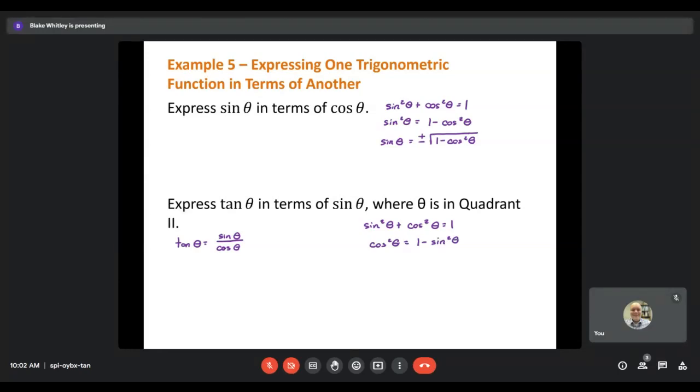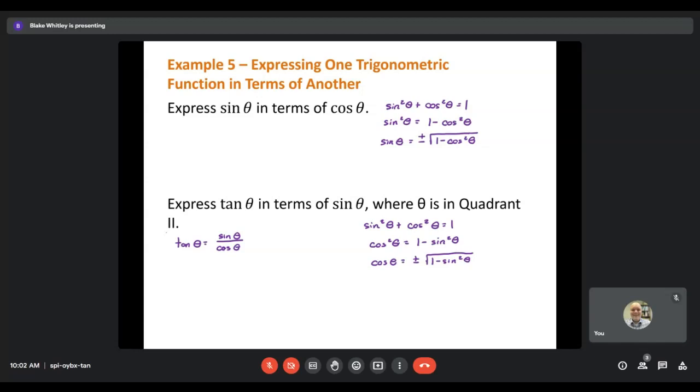And again, we take our square root, which gives us cosine theta equals plus or minus the square root of 1 minus sine squared theta. Now, this time, they actually give us a key piece of information that's going to tell us whether we want the positive or the negative.